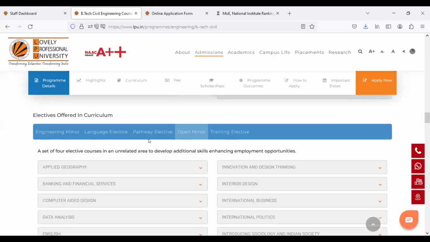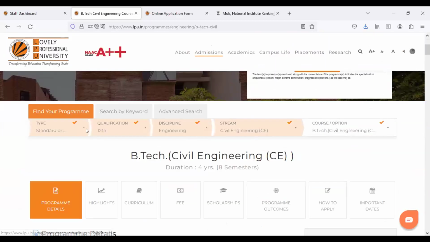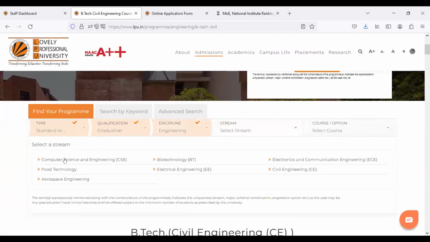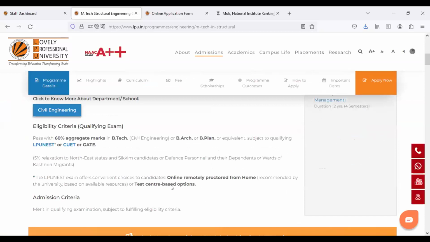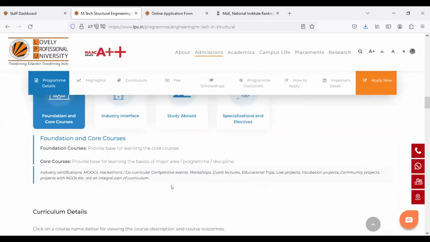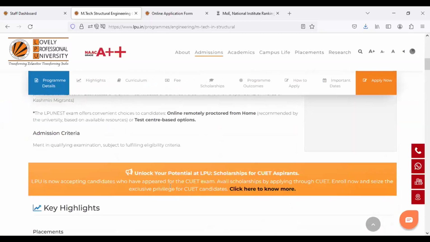If you are interested in higher studies like a master's degree program, then at the filter stage you go to graduation, then you go to engineering, then you can go to civil engineering. Then these two programs we have, MTech Structural Engineering and MTech Construction Engineering. If you want to go to structural engineering, then this way you can get to know all the relevant details. As we know, infrastructure is a very fast-paced field.